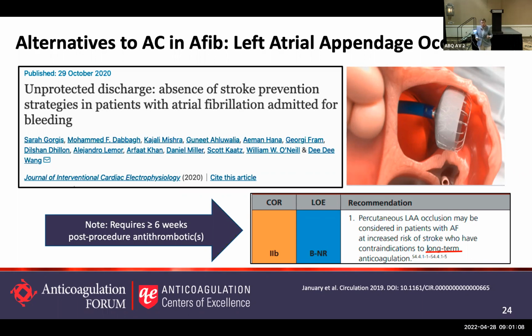And this is actually supported by the ACC/AHA guidelines. You can see here a 2B recommendation in atrial fibrillation patients who cannot tolerate long-term anticoagulation, okay? Now, be aware, this is kind of like placing a stent or something like that. It's going to need to endothelialize over time. And so patients are going to need at least 6 weeks of some type of antithrombotic therapy while it's endothelializing. So they will still be at risk for that short period of time, but hopefully you can eventually stop that, okay?